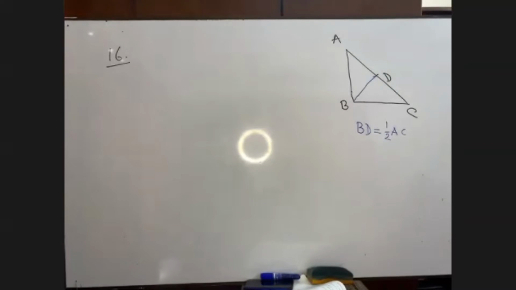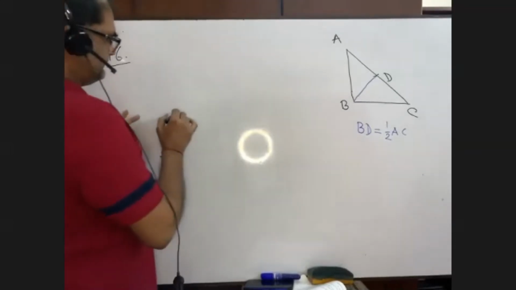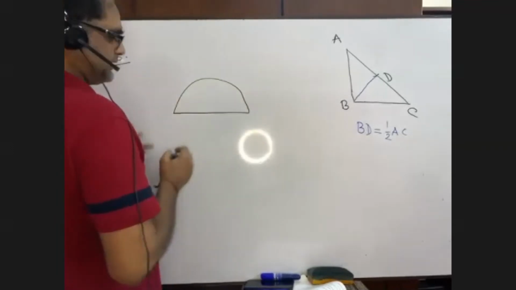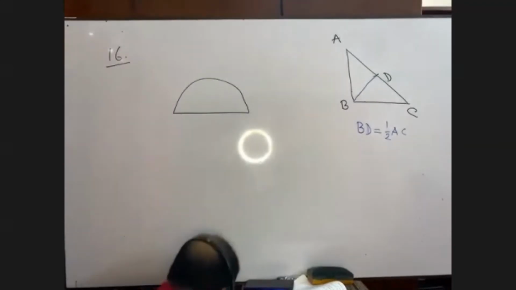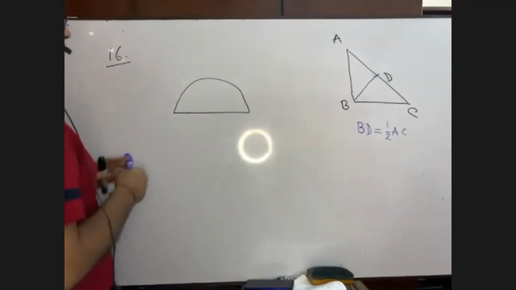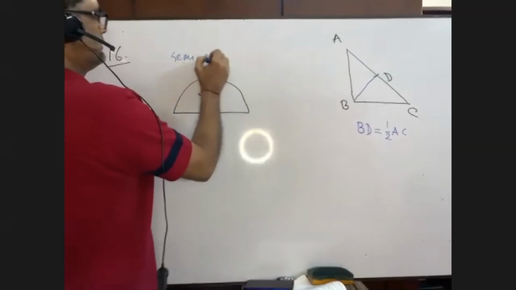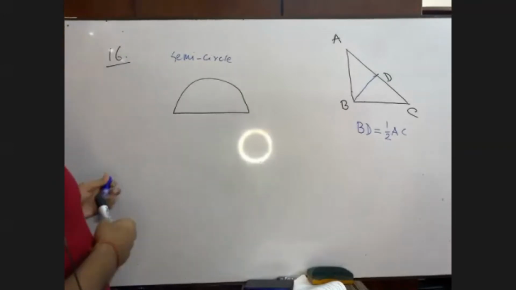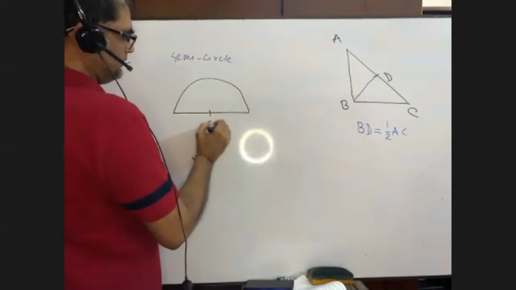Now you see one thing. There is a formula in your book. Suppose this is a semicircle, right? Semicircle. Now this is the center of the circle.